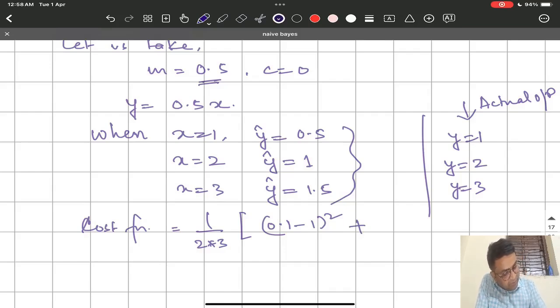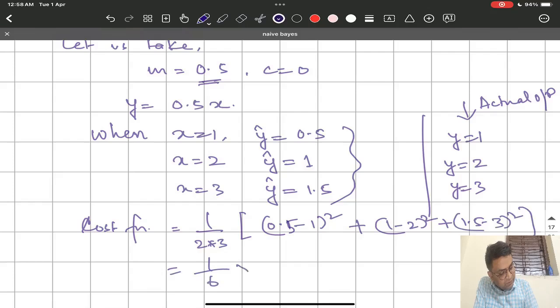Sorry, (1 minus 0.5) plus (1 minus 2) whole square plus (1.5 minus 3) whole square. It's like this. Equal to 1 upon 6 into (0.5) whole square, that means 0.25, plus (1 minus 2 minus 1) whole square is 1, plus (1.5 minus 3) is minus 1.5, the whole square is 2.25.